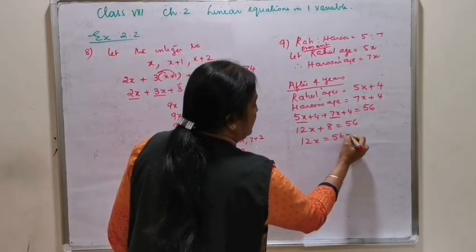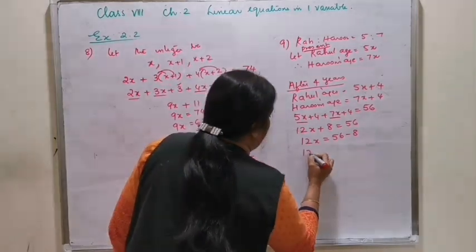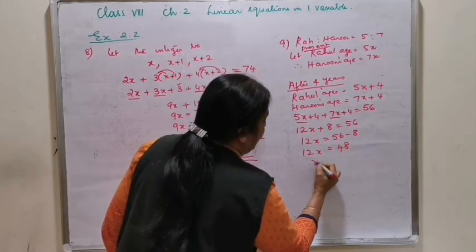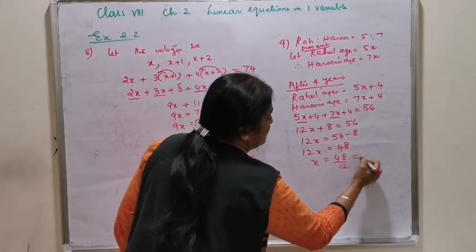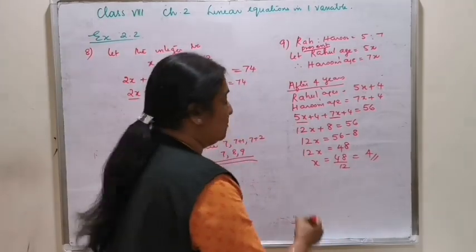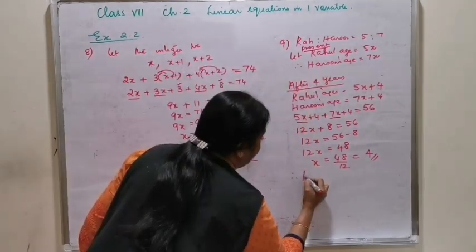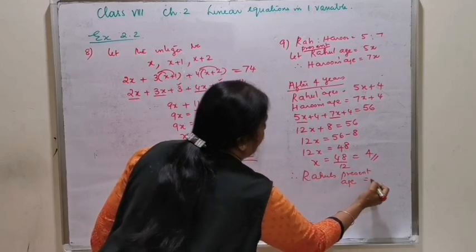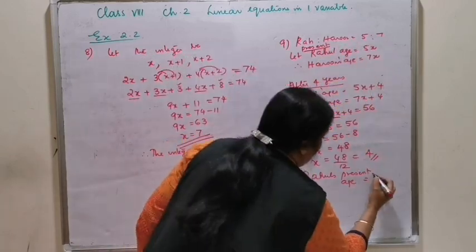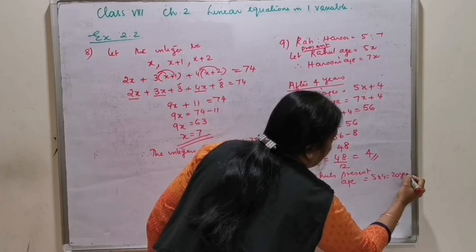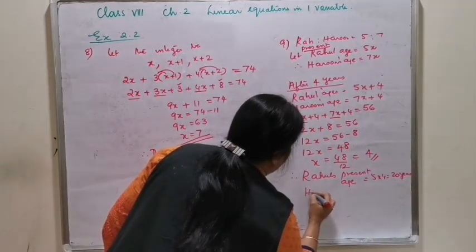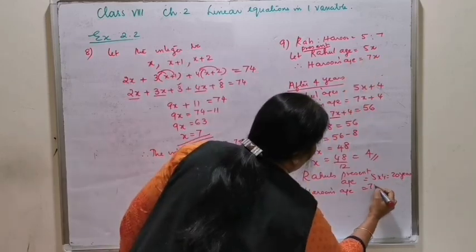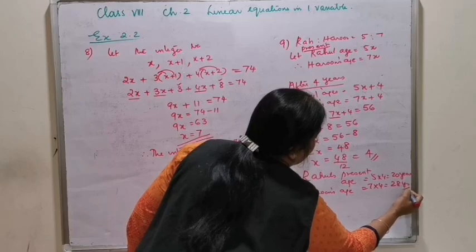12x is equal to 56 minus 8. 12x is equal to 48, or x is equal to 48 by 12, which is equal to 4. So what are their present ages? Therefore, Rahul's present age is 5 into 4, which is equal to 20 years. And what is Harun's age? Harun's age is equal to 7 into 4, which is equal to 28 years.